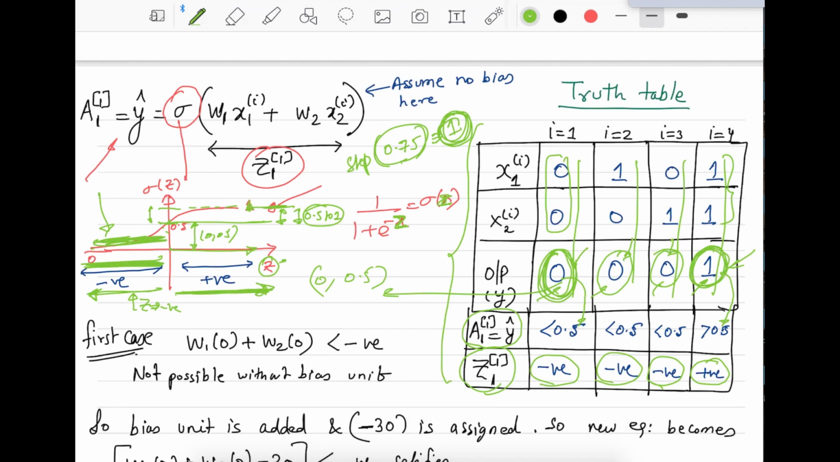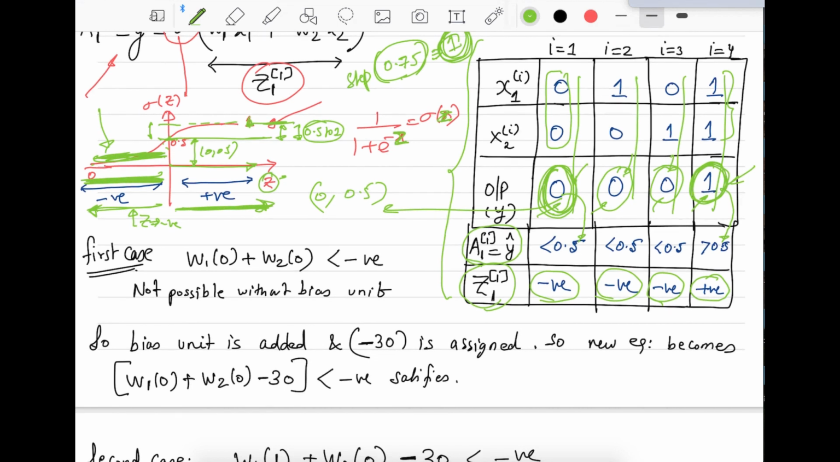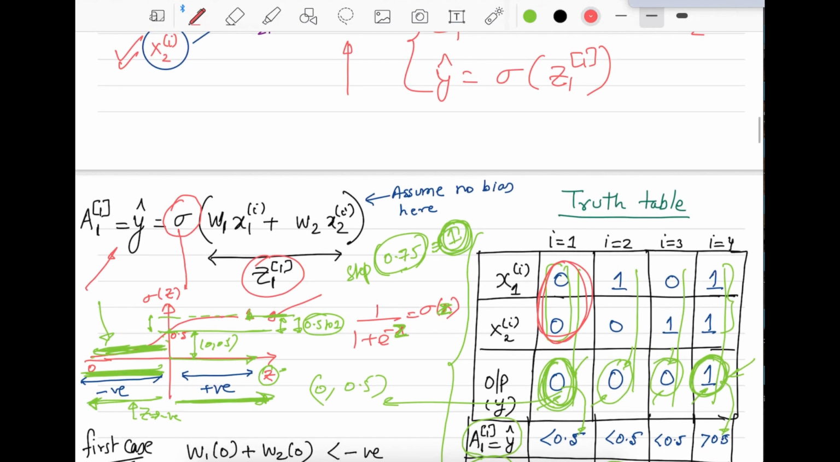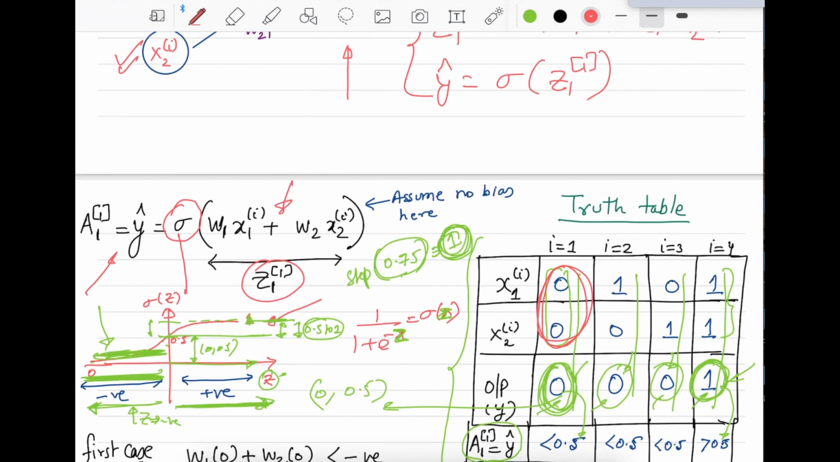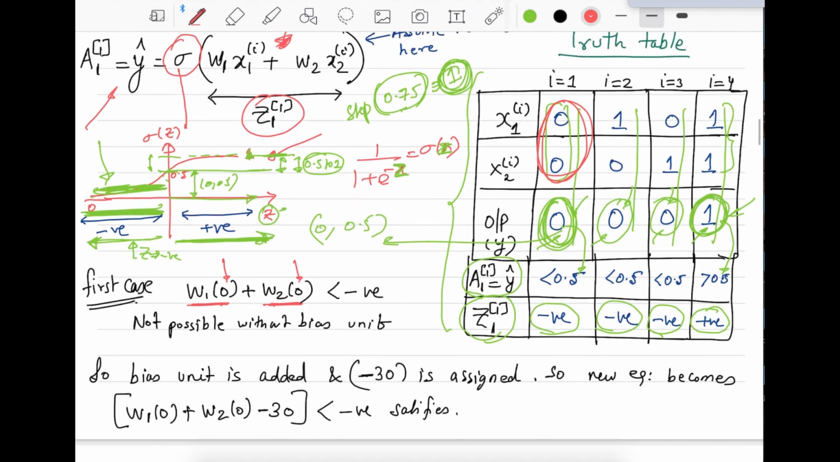Okay, so once we agree on this point, then we consider the first case. What is the first case? The first case is when you have 0 0 here. In that case, if you plug these values of x1i and x2i as 0 0 into this equation here, then what will be the answer? The answer will be w10, w20, because you are plugging 0 0 into the z expression. This z expression is this one, so we are plugging into this, not the complete one.